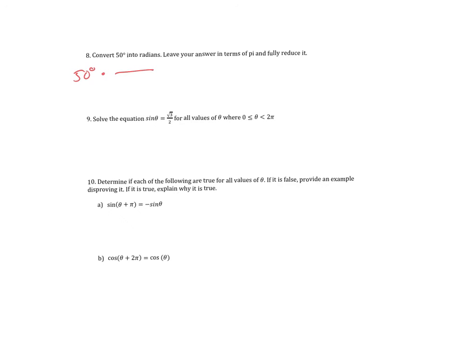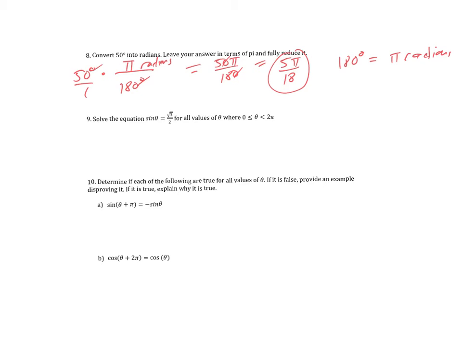And then we need to remember the conversion factor. Remember, 180 degrees is equal to pi radians. So if I'm going to convert this, I would put 180 degrees in the denominator and pi radians in the numerator. The degrees cancel out, so this gives us 50 pi over 180 radians. We can divide both numerator and denominator by 10, which leaves us with 5 pi over 18. You do not need to write units if it's in radians. You can if you'd like.